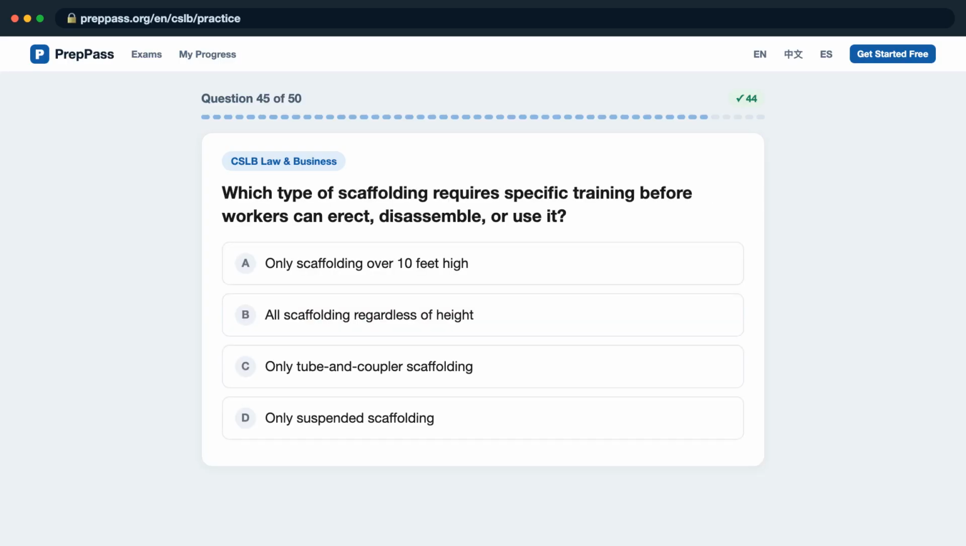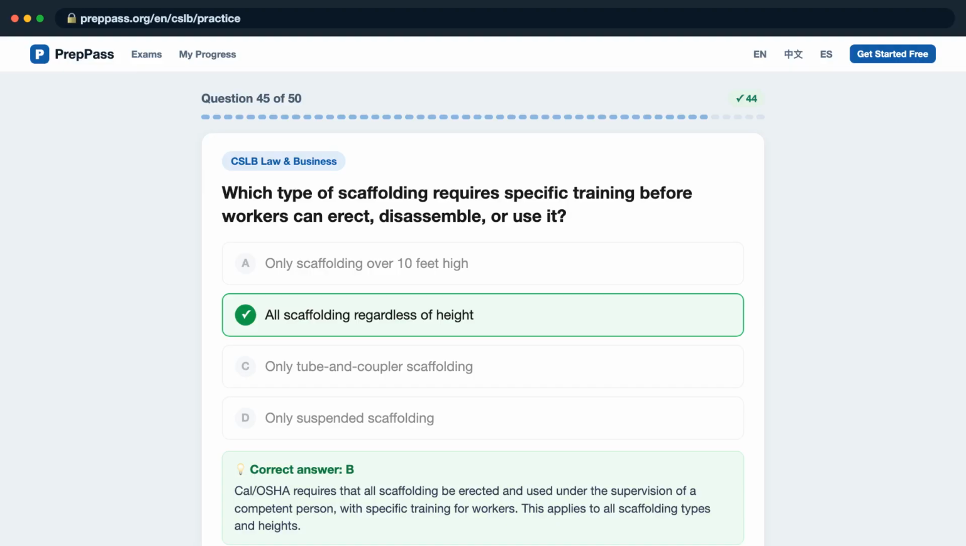Question 45. Which type of scaffolding requires specific training before workers can erect, disassemble, or use it? Is it A, only scaffolding over 10 feet high? B, all scaffolding regardless of height? C, only tube and coupler scaffolding? D, only suspended scaffolding? The correct answer is B. Cal/OSHA requires that all scaffolding be erected and used under the supervision of a competent person, with specific training for workers. This applies to all scaffolding types and heights.